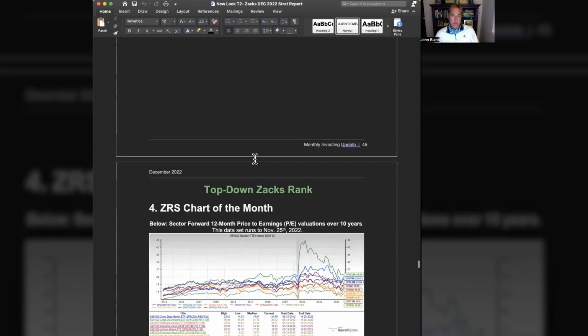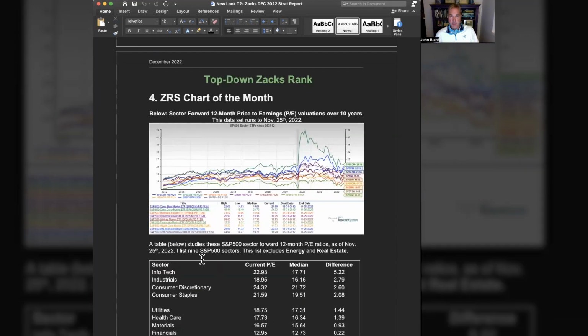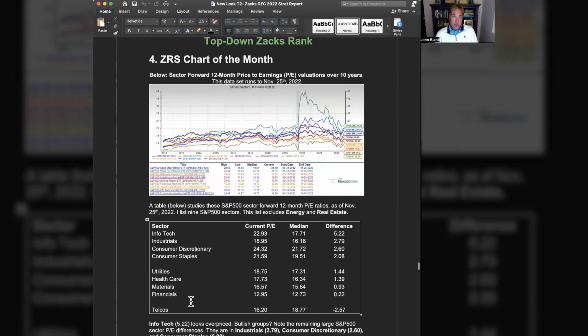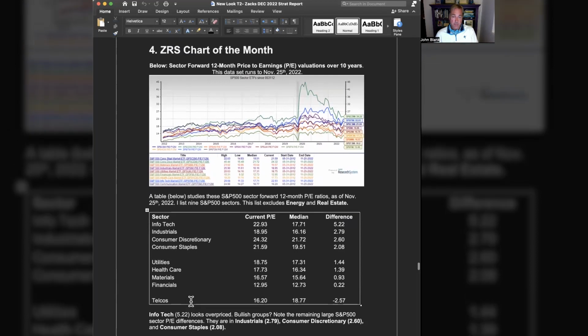And you can see, here we go, this chart of the month. These are the valuations I told you about. Here's the actual valuations current to the median, the difference. Here's the chart. This is just a nice way to introduce the valuation before I show you the Zacks ranking as it rolls up to the industries and the sectors. I think valuations is something we can add through ZRS, and I put it up front.